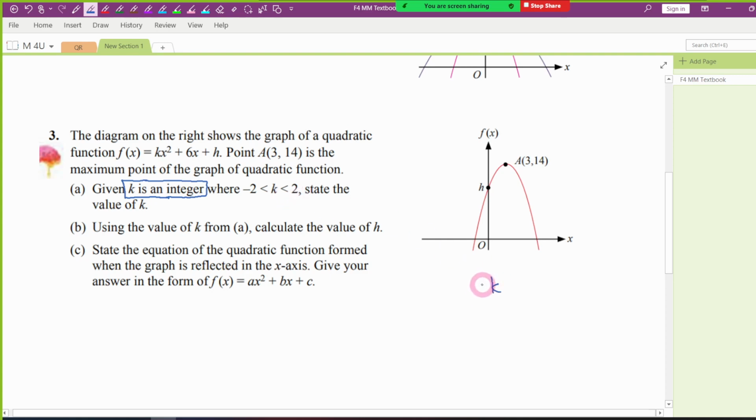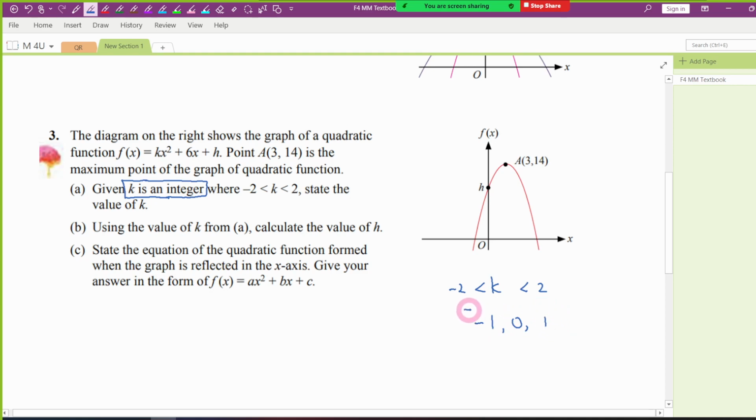So k is greater than -2 and less than 2. Try to think what are the integers between these two numbers, -2 and 2. So we have -1, right? We just consider integers. So you don't have to think about like -0.5. -0.5 is not an integer. 0, 1. 1.5, we don't have to think about 1.5 because 1.5 is not an integer.